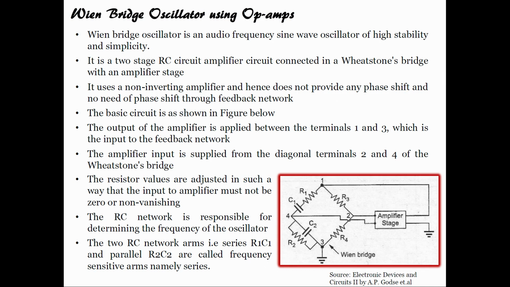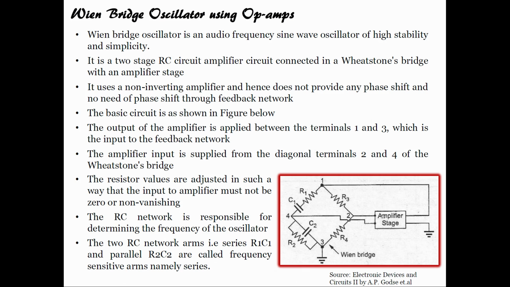Now, let us see another oscillator, which is the Wien bridge oscillator, and in the Wien bridge oscillator there is no phase shift. The Wien bridge oscillator is an audio frequency sine wave oscillator of high stability and simplicity. It has two RC arms connected in a bridge. You can see RC here, RC here, one in series, another in parallel. The basic circuit is shown in the figure. The output of the amplifier is fed back between terminal 1 and terminal 3.